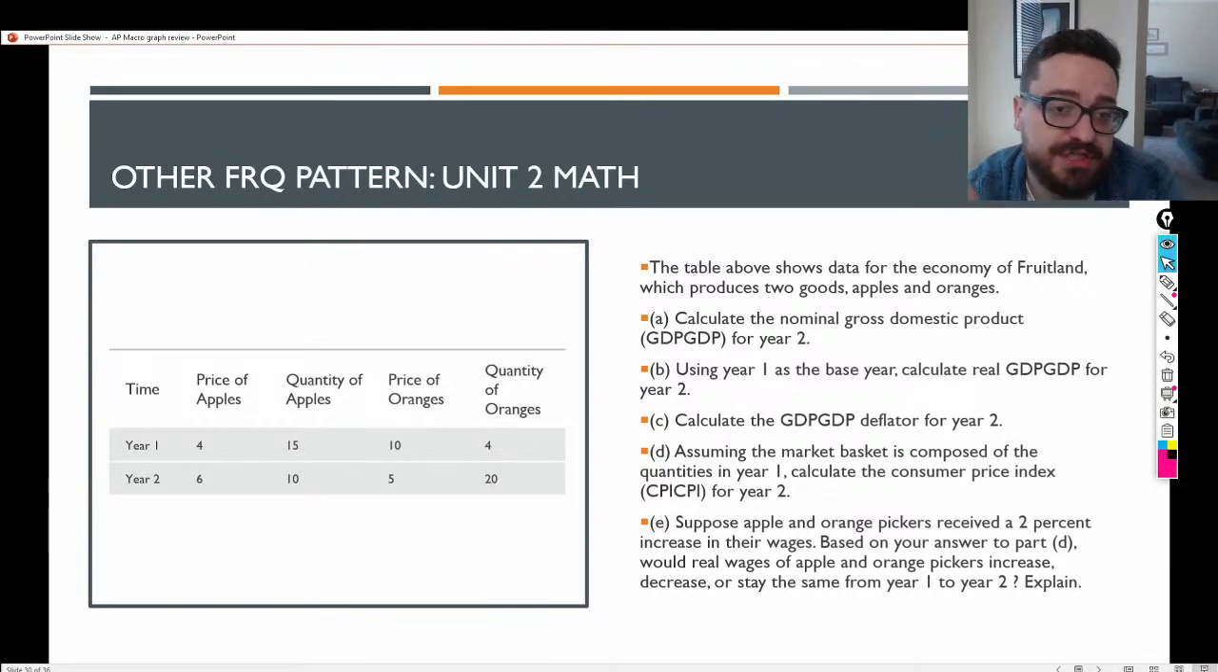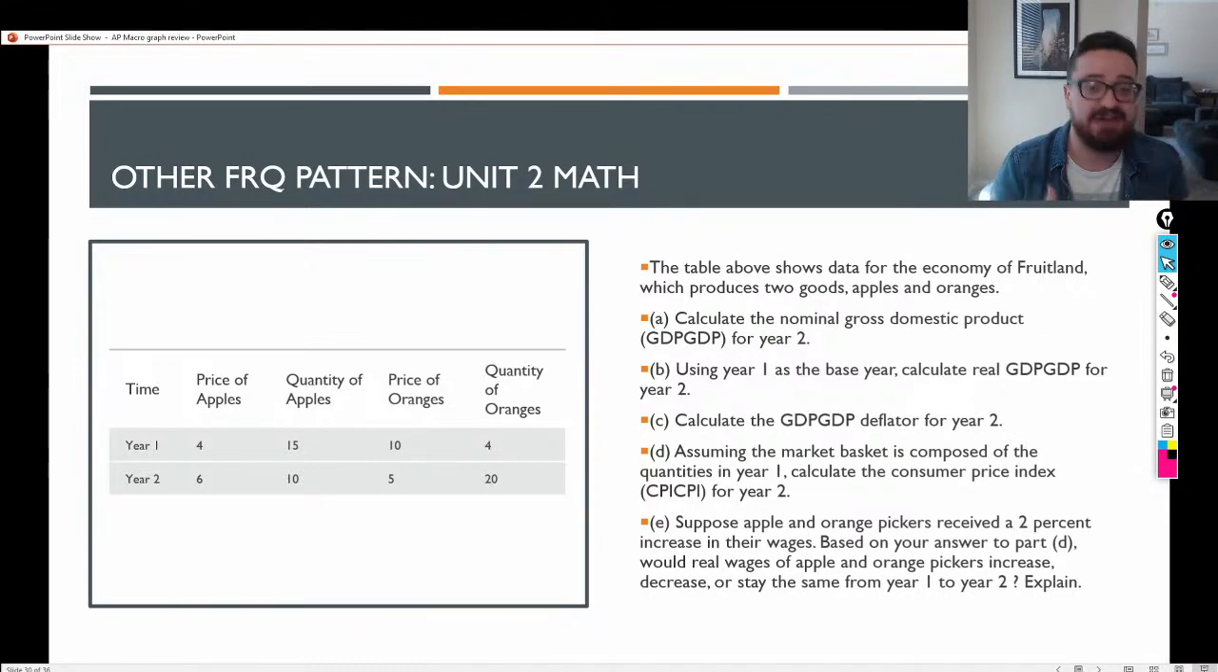If you're looking at your formula sheets, the formulas for nominal GDP are like real over deflator or C plus I plus G plus XN. That's not here. What do I do? Okay, this is not complicated. Nominal GDP is just the total dollar value of everything produced in your economy in a year. This economy only produces apples and oranges. How much value did they produce that year? You take price times quantity, and add them. That's it.